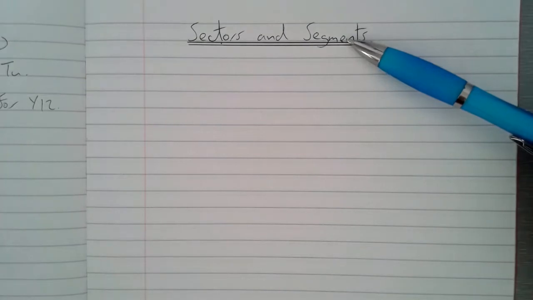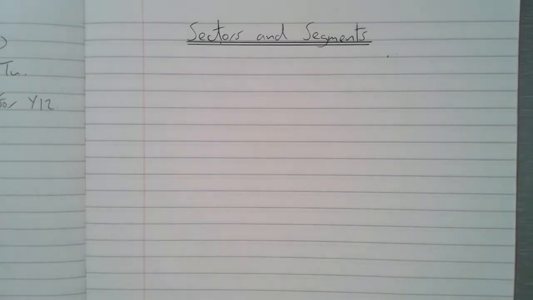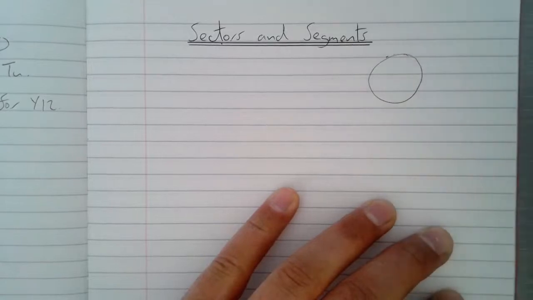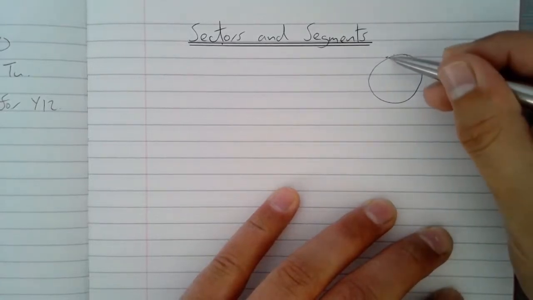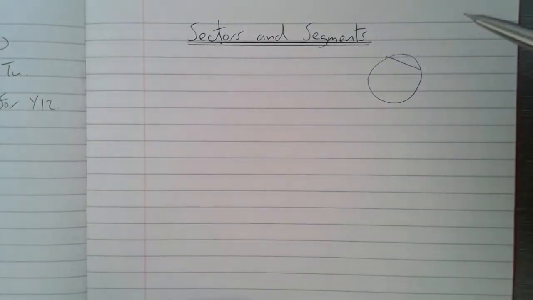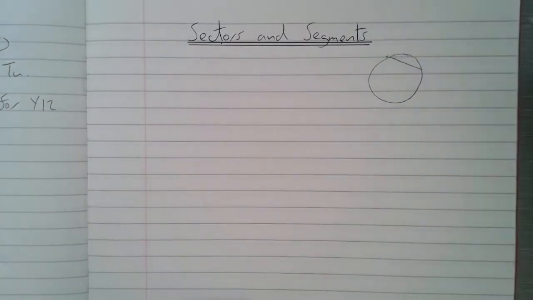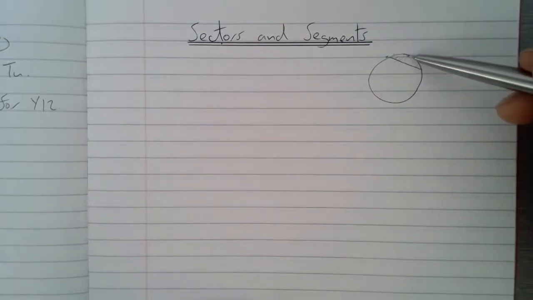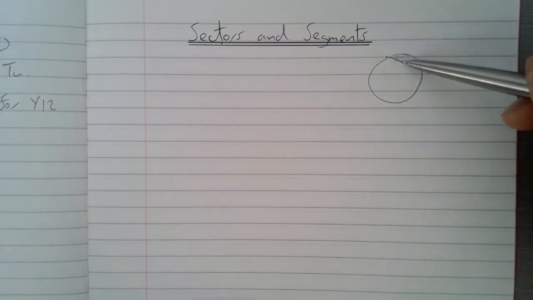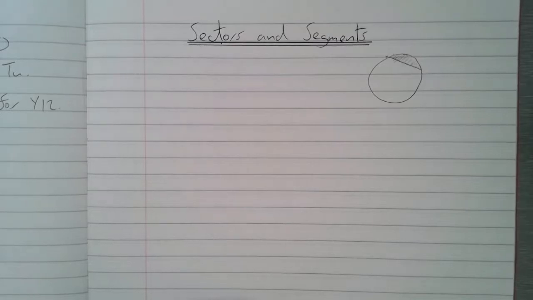A segment is just part of a circle. I'll draw a picture, it's easier, isn't it? If I take a chord within a circle, a chord is just some line that attaches to the circumference in two places. This bit in here would be known as a segment. I suppose this bit would be too, but we generally think about the minor segment there.